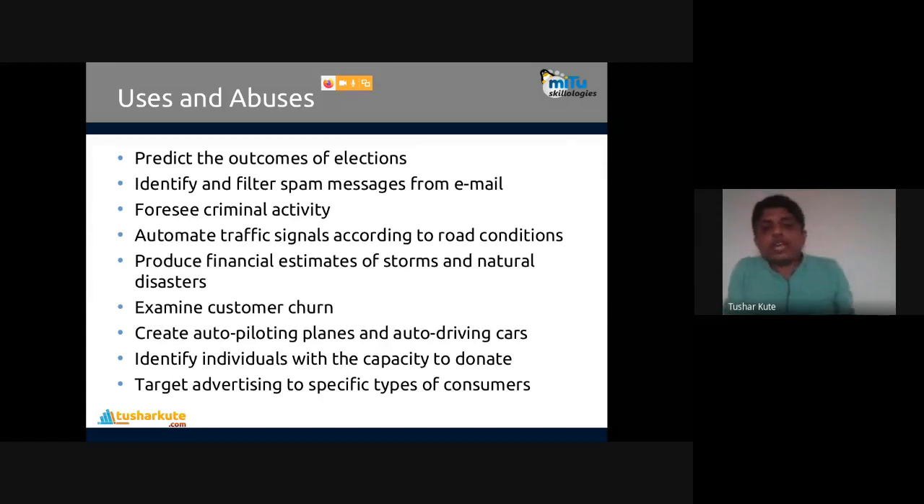This kind of automation we can apply with the help of machine learning techniques, or we can produce financial estimates of storms and natural disasters. You can examine customer churn, create autopilot in planes, build auto-driving cars, identify individuals' capacity to donate, target advertisements, and many more. Some examples I'll show at the end of this presentation, where data science and machine learning are linked together, how they are linked, and what correlation they carry.